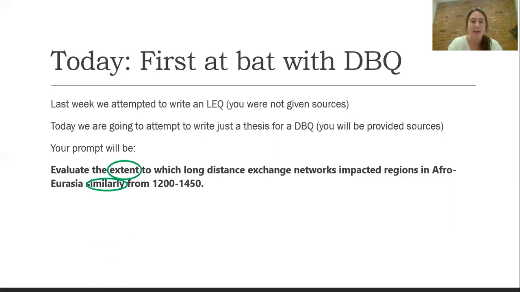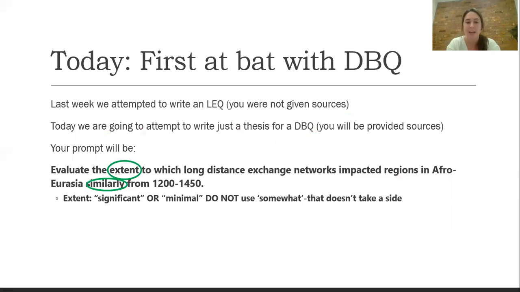It asks us to evaluate the extent to which these things were similar. So extent means that in our thesis we have to respond that they were similar to a significant extent or to a minimal extent. Do not use "they were similar somewhat." That doesn't actually pick a side and it's confusing to your grader, so make your side really clear, whatever you're about to argue, significant or minimal.